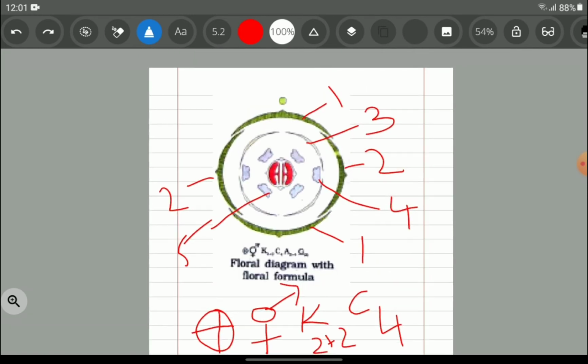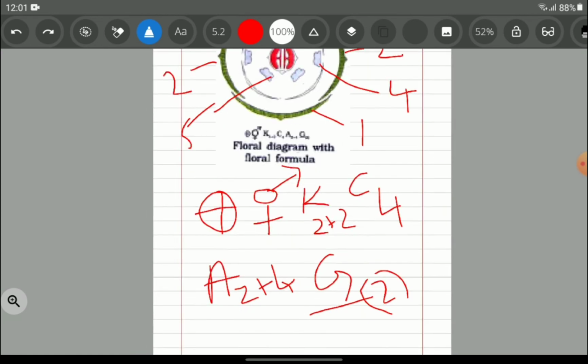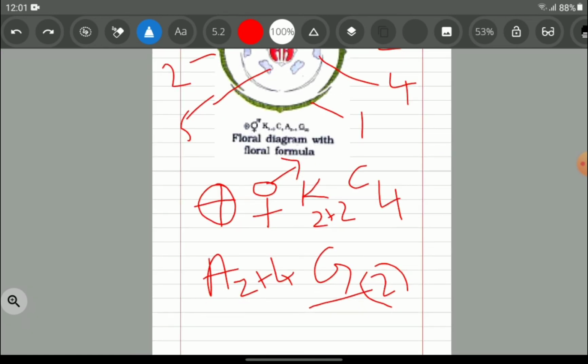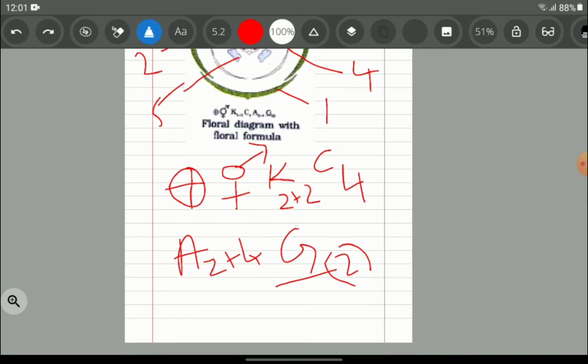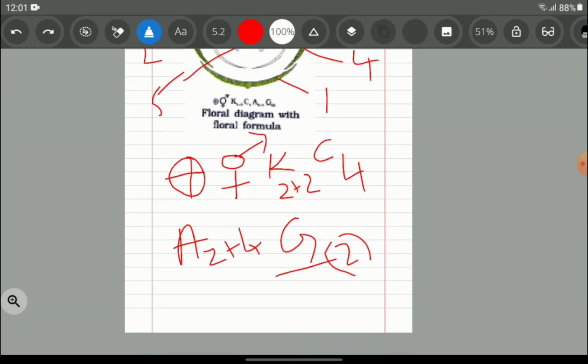Coming to the diagram, here in the figure you can't find whether the ovary is superior or inferior. You can get that from the floral formula. But over here in the figure you can see whether they are fused or not fused. So this is the sixth circle of the flower. So we have 6 circles, and we also have the floral formula and the floral diagram.